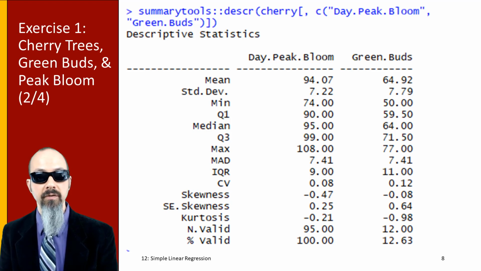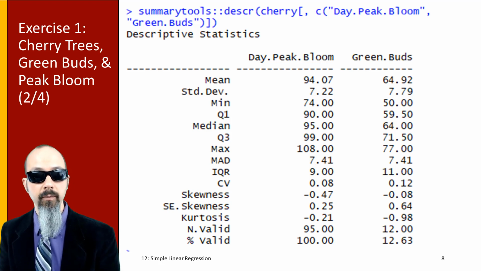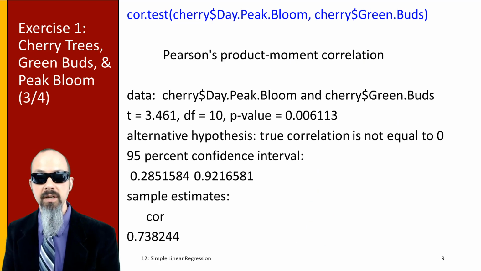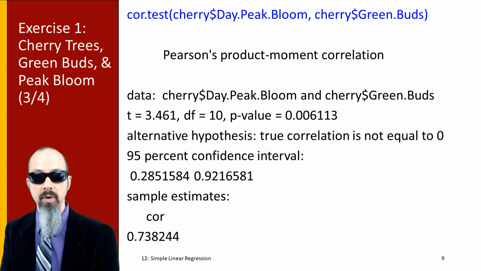Now the regression itself doesn't tell you the n included in the regression, but we can back it out by looking at degrees of freedom. You lose 1 degree of freedom for every variable that's in your model. So when I run the correlation test, I'm going to see a very small p-value and a correlation of 0.738 rounded. That says there's a strong positive relationship between the number of green buds on a cherry tree and the days till peak bloom. So as there are more green buds on a tree, there tends to be a longer amount of time until that tree reaches peak bloom.